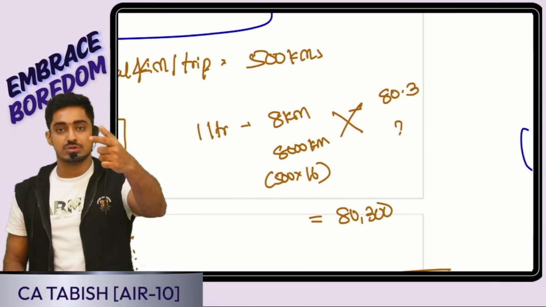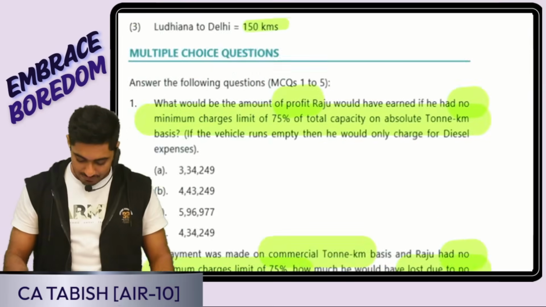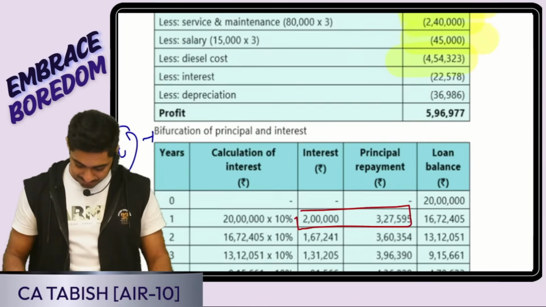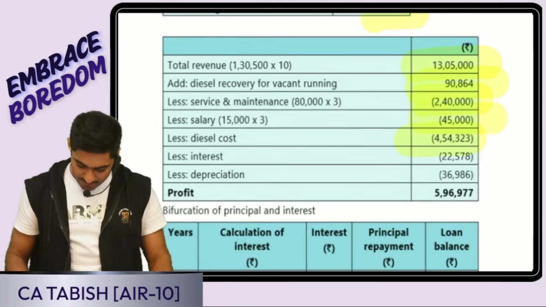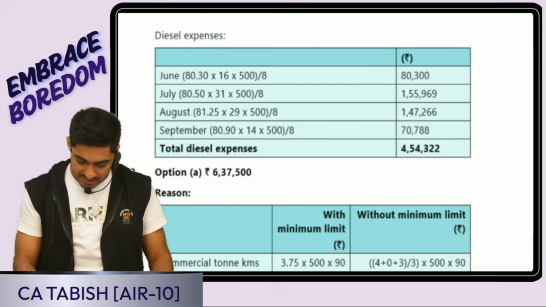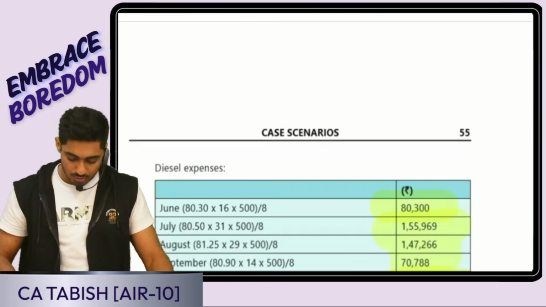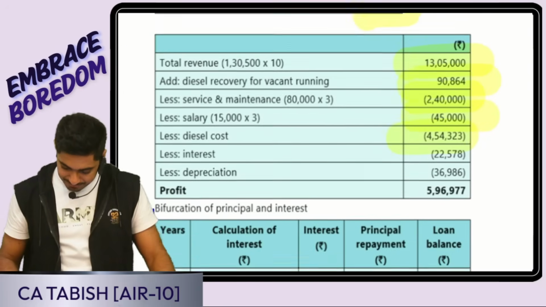This is for June. Similarly I will do it for July, August, September. Yes or no, everyone? If you see the solution here, they would have shown a working note for the diesel cost. Look at this, diesel expenses: 1 month I have shown, the other months you add up and you will get the total amount.